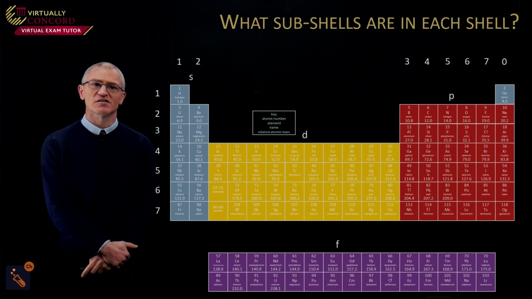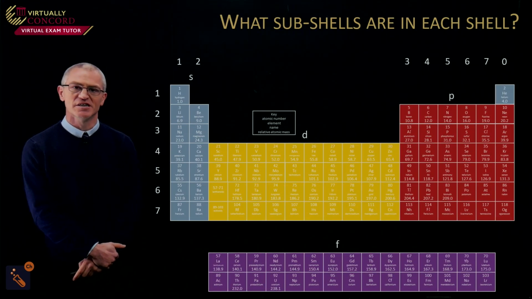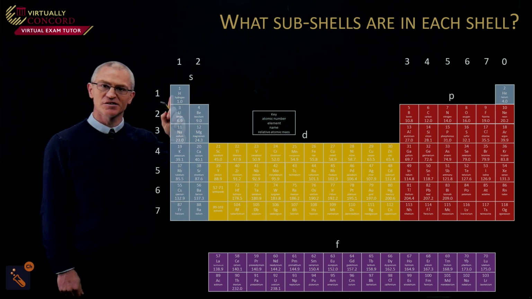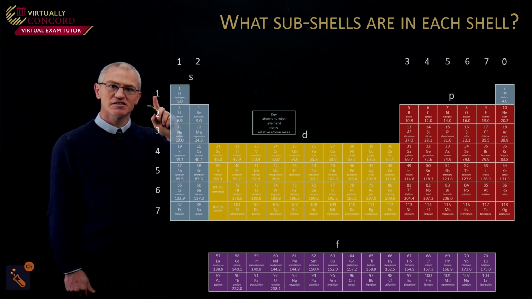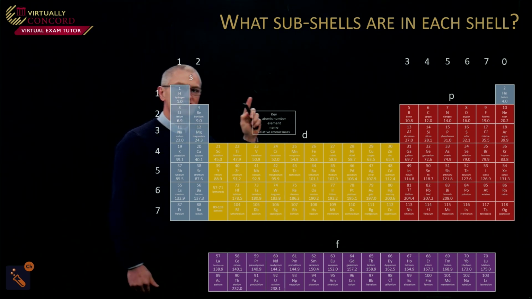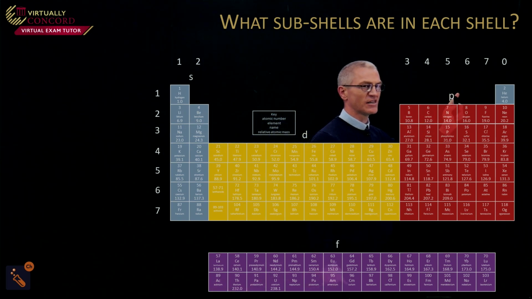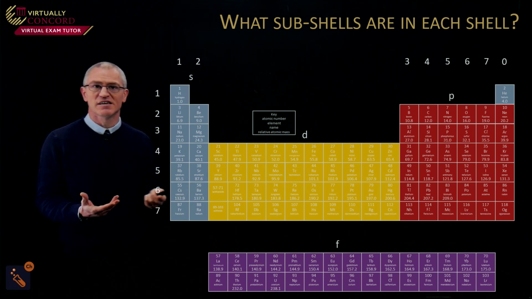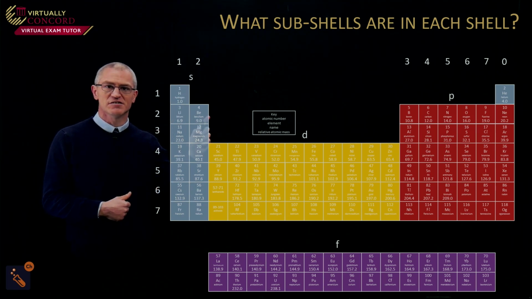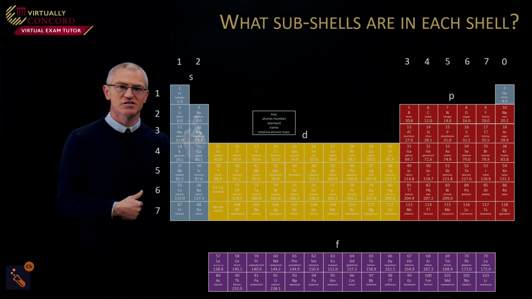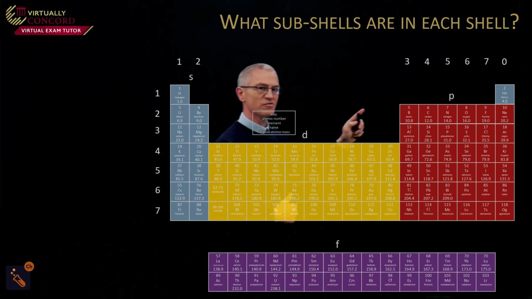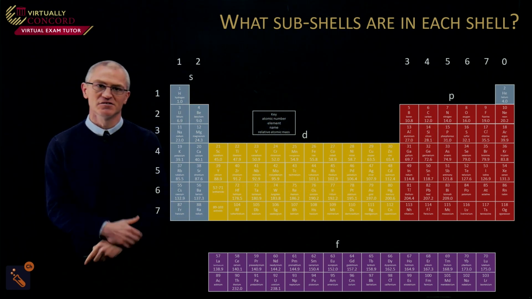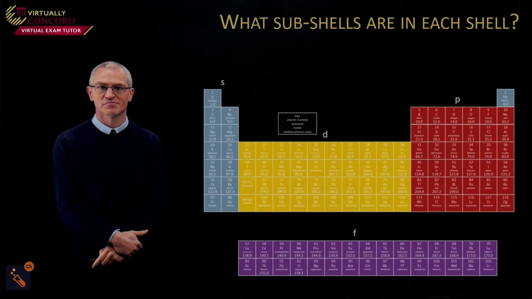Now, if we look at what subshells are in each shell, which is another question that may appear, we can do this from the periodic table mainly. So we can look here and go, this is the first shell. If I go across, I only see blue boxes. That's the S subshell. So therefore, in the first shell, there's only an S subshell. In the second shell, you can see these blue boxes for the S subshell, and then the red boxes for the P subshell. So we have S and P subshells in the second shell.